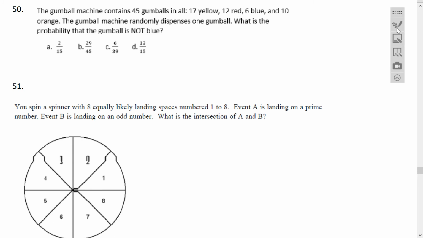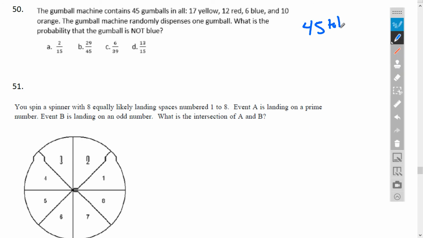Number 50, the gumball machine contains 45 gumballs in all, so 45 total. 17 yellow, 12 red, 6 blue, and 10 orange. The gumball machine randomly dispenses one gumball. What is the probability the gumball is not blue?